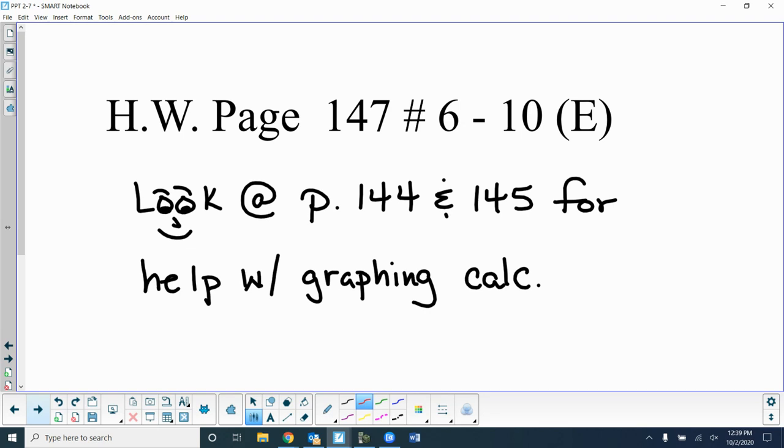All right. Again, if you're having trouble with your graphing calculator, just do it by hand. Don't sweat the R value. We'll go over it again Monday.